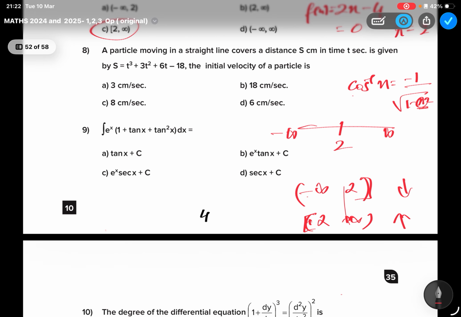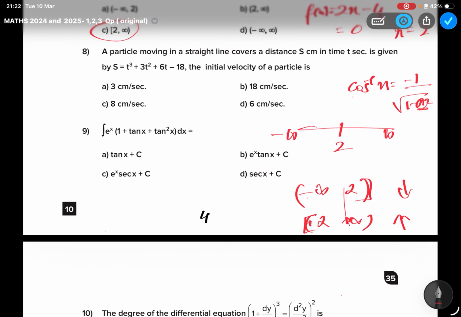I hope so. And here the particle moving in a straight line covers distance s centimeter in time t second, given by s equals t cube plus 3t square plus 6t. Initial velocity of a particle. So here it is s differentiated: 3t square plus 6t plus 6. And now initial velocity of a particle moving in a straight line. So whatever the time is, initial means t is 0, then the answer is 6 centimeter per second.